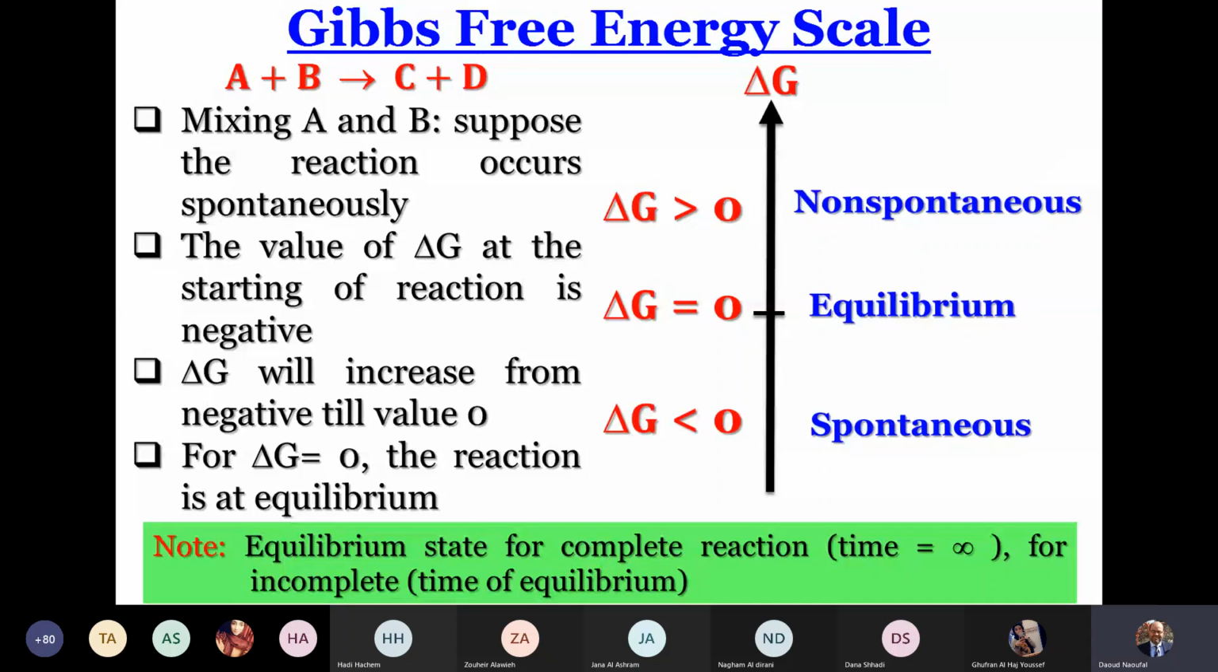And in the next chapter, in kinetics, I will explain the meaning of equilibrium. At equilibrium, the rate of the reaction in the two directions is equal. So now we have to pay attention to the meaning of delta G zero, delta G negative, and delta G positive.